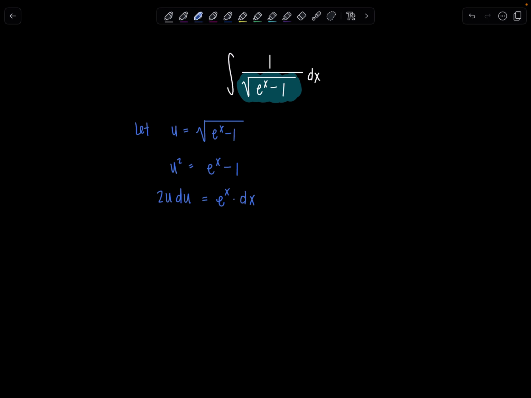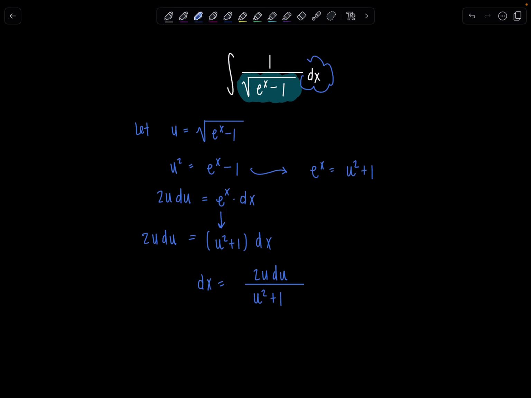Very good. Okay, now go back. We know from the line right up above that e to the x is equal to u squared plus 1, right? So I could substitute that right here, u squared plus 1 dx, and that's equal to 2u du. And then I'm almost ready. Let's get dx all by itself. So dx is 2u du over u squared plus 1. So this entire dx right here, I'm going to replace with 2u du over u squared plus 1.